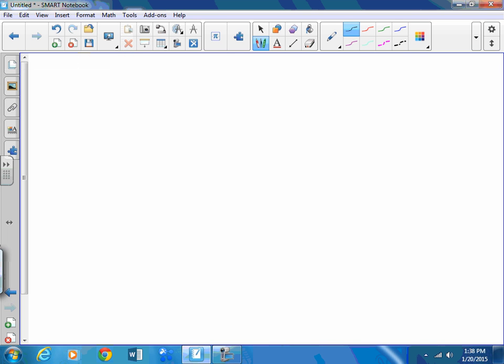So we've done graphs of sine, cosine, and tangent. We've done graphs of inverse functions. We have yet to do the graphs of reciprocal functions. So that's what this is going to be about, graphs of reciprocal functions. And I'm going to promise to try and keep it short.